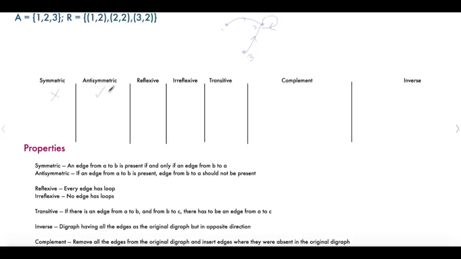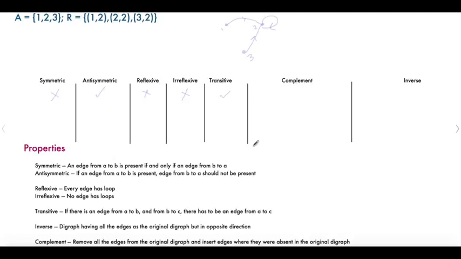So this is anti-symmetric. Is it reflexive? No, it is not, because 1 and 3 do not have loops. Is it irreflexive? No, because 2 has a loop. Is it transitive? It is not, because 1 to 2 is there but 2 to 3 is not there. So our first condition is false. And again 3 to 2 is there but 2 to 1 is not there. So it is not transitive.